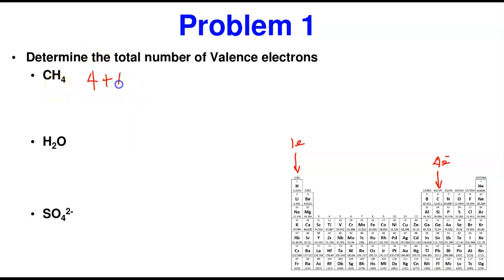So what it simply means is that we're going to multiply 4 times 1 electron. If you add all this together, it's going to give you 8 valence electrons. So you have a total of 8 valence electrons in this compound. Let's go to H2O, which is water.